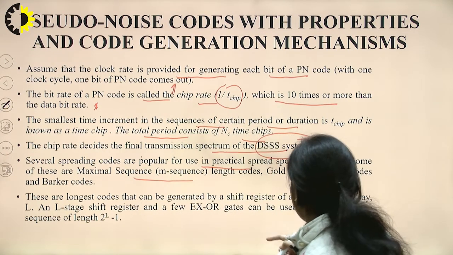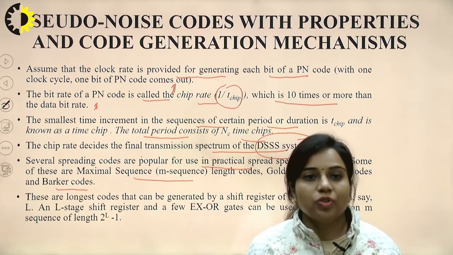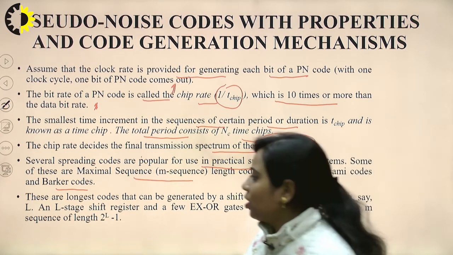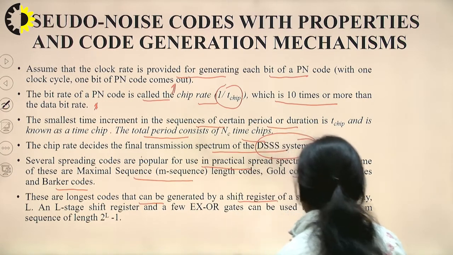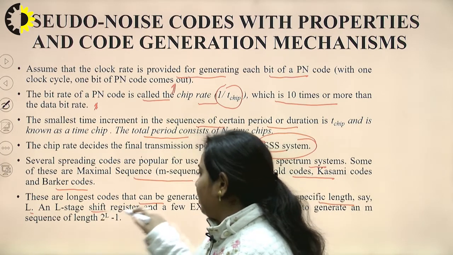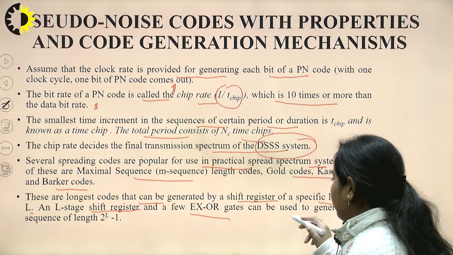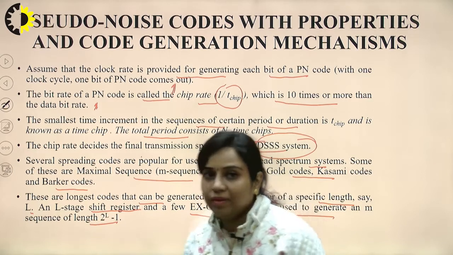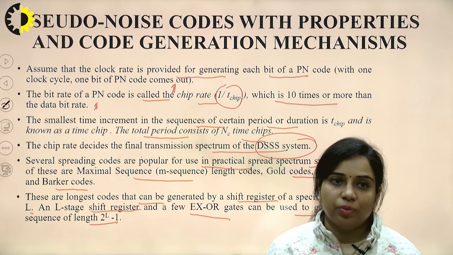Then Gold codes are there, Kasami codes are there, then Barker code. So these are some of the examples of PN codes, and how you are going to generate the M sequence code. Now these are the longest codes that can be generated by a shift register of a specific length, say its length is L. An L-stage shift register and a few XOR gates can be used to generate an M sequence of length 2^L minus 1 basically. So this is how the data will be generated in the PN sequence.